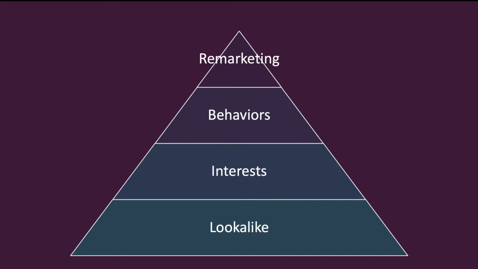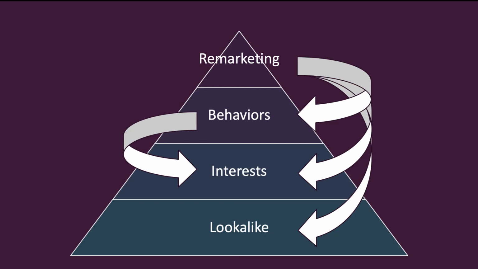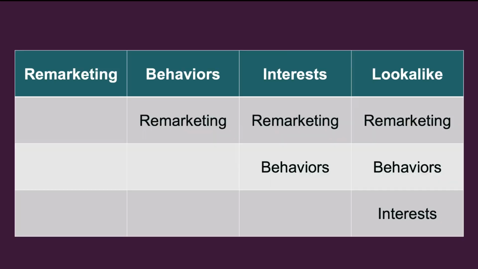So what that means is you need to exclude your remarketing audience from your behaviors ad set or campaign, your interest campaign, and your lookalike campaign. Then we need to take a step down. We need to exclude our behaviors audience from the interests and exclude it from the lookalikes. And then to take the final step down, we need to exclude our interest targets from our lookalike audience. And there's a lot that goes into doing that in the Facebook interface, and I know these arrows might not be super helpful. So here's a chart of basically whether it's at the campaign or ad set level.